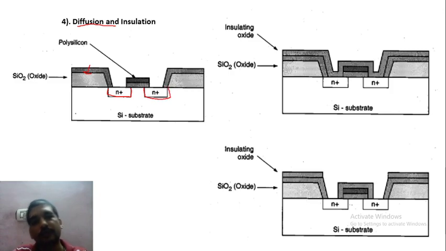Again a similar type of photolithography step will take place. We are not discussing everything in detail, but basically what we are doing is, either through diffusion or through ion implantation, first we are doping the two n plus regions here and here. So finally we get this.